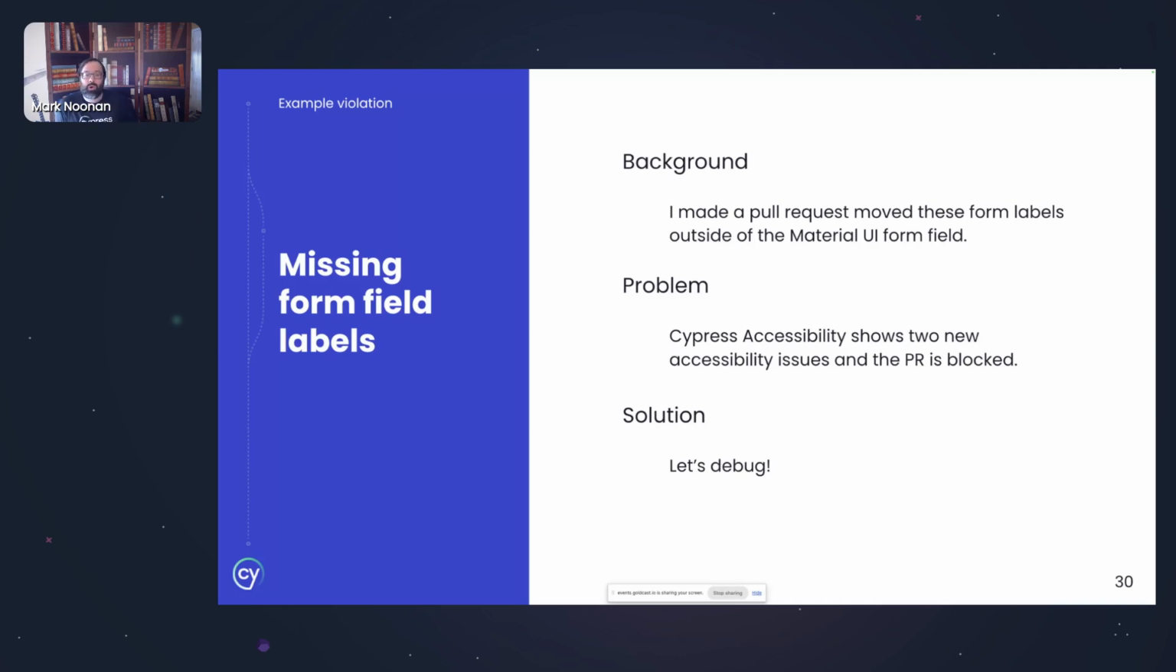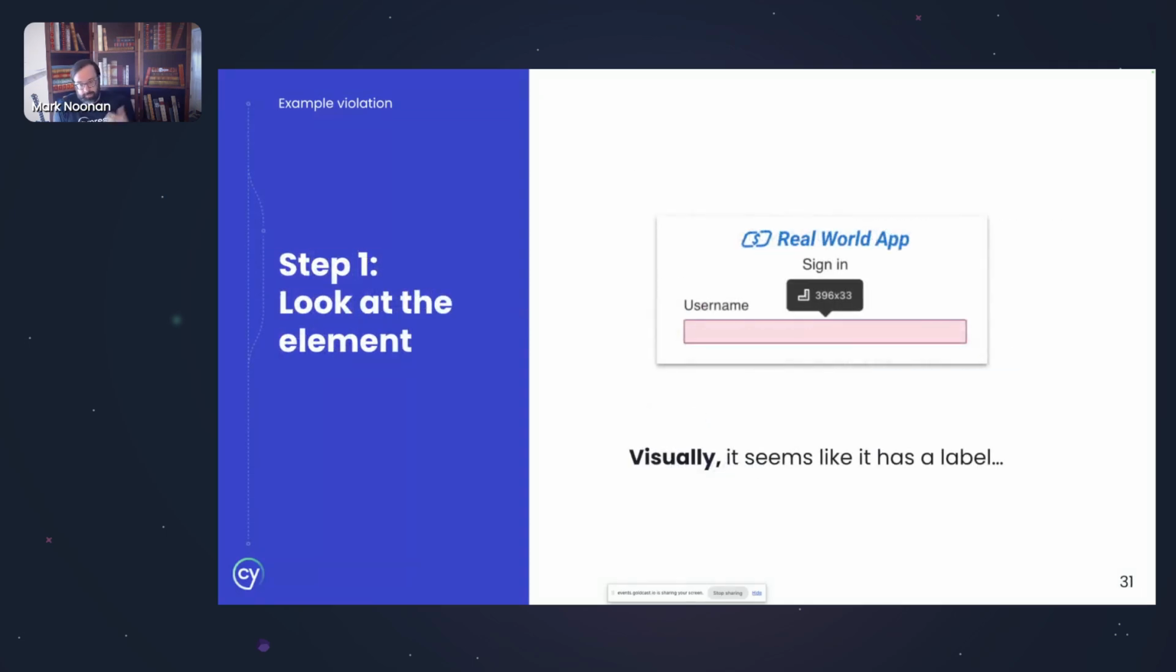And then I make this PR, and Cypress Accessibility is now yelling at me because there's two accessibility issues that were introduced, and we have to go through the process of debugging. So first, I did that same thing that we just did in the browser there. I took a look to see what's happening and what's going on with the label. It appears visually to have a label, so I'm satisfied this should be good enough.